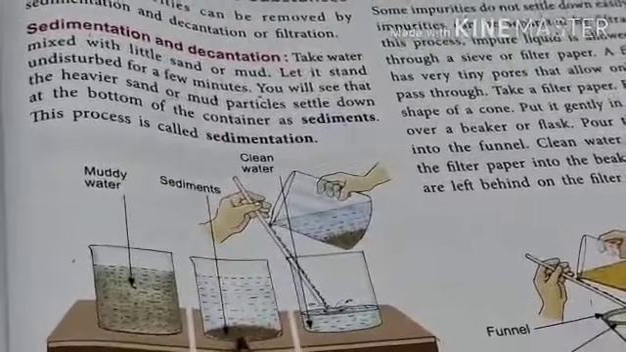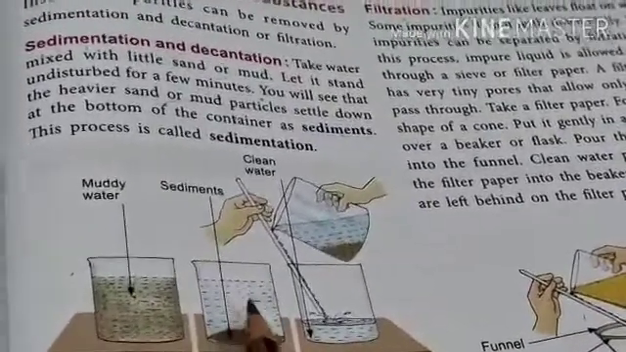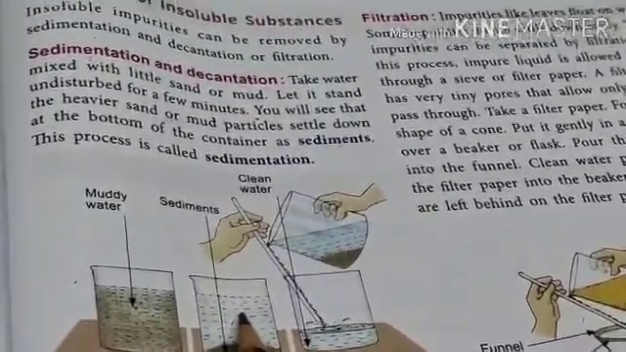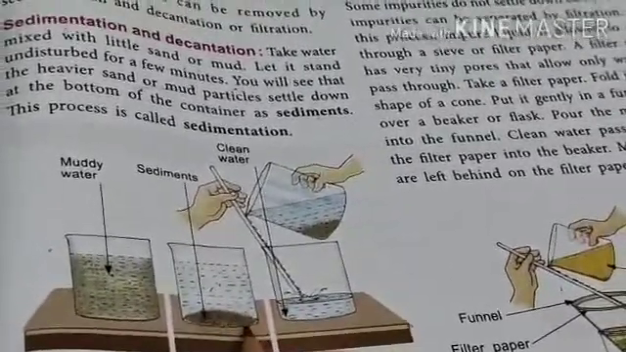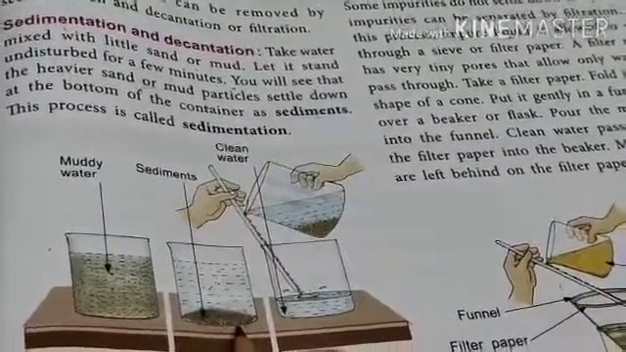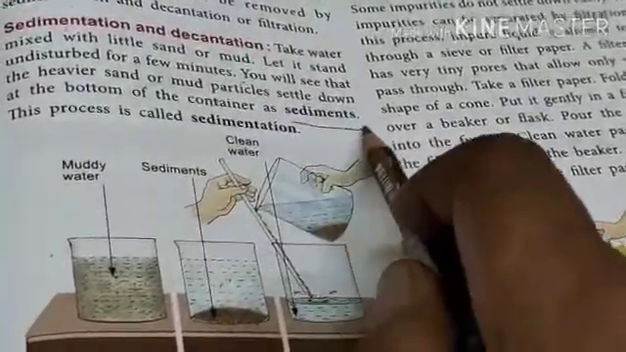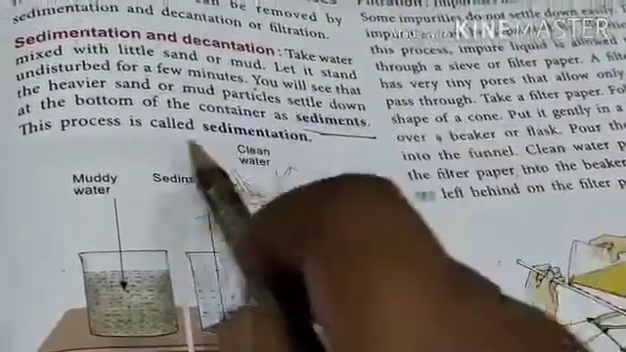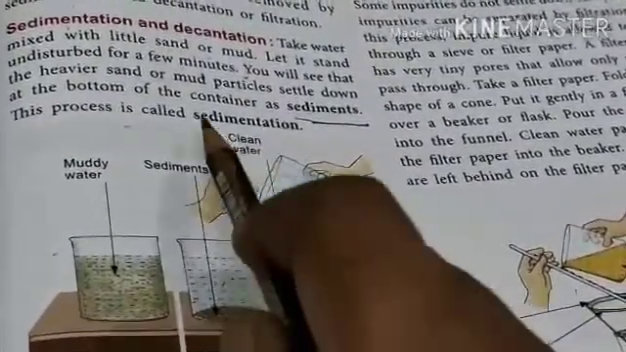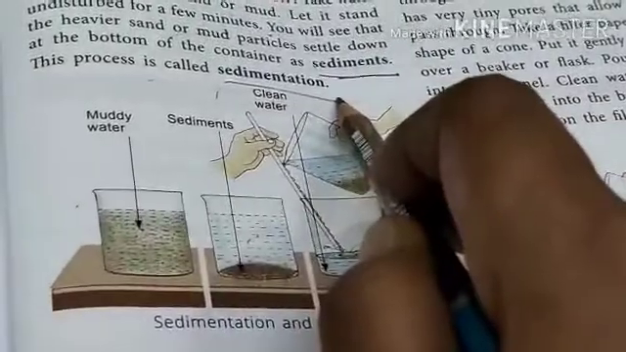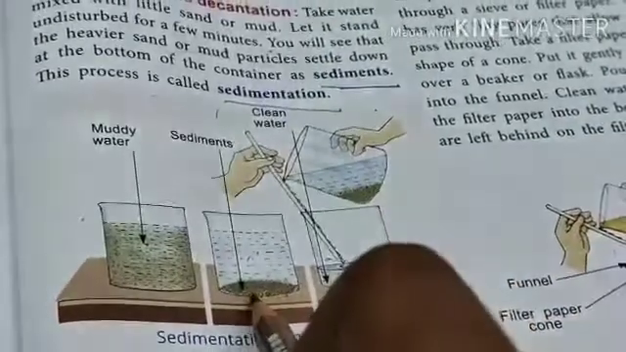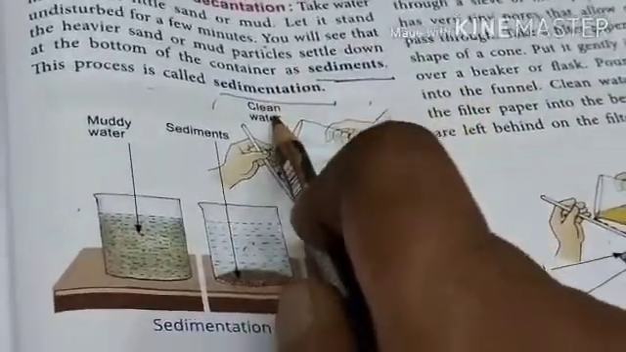Why? Because they are heavier than water. The mud and the sand is heavier than the water, and so it settles at the bottom. And this, whatever material has settled at the bottom, is called sediments, and this process of settling down the heavy materials at the bottom of the container is called sedimentation.